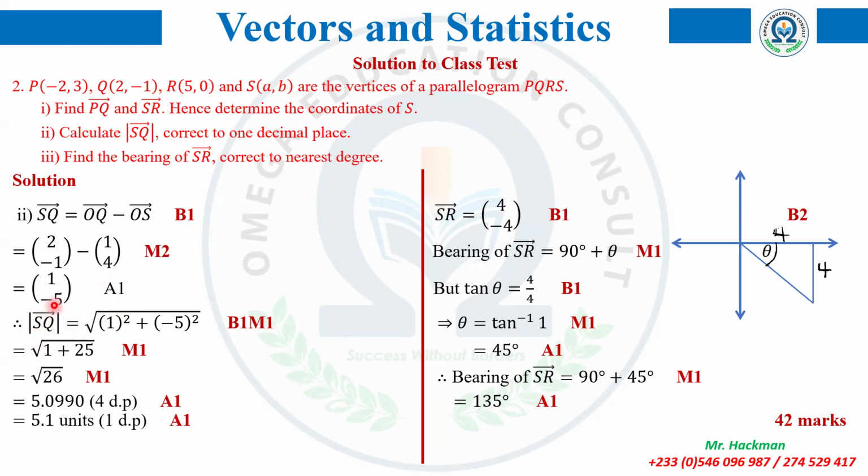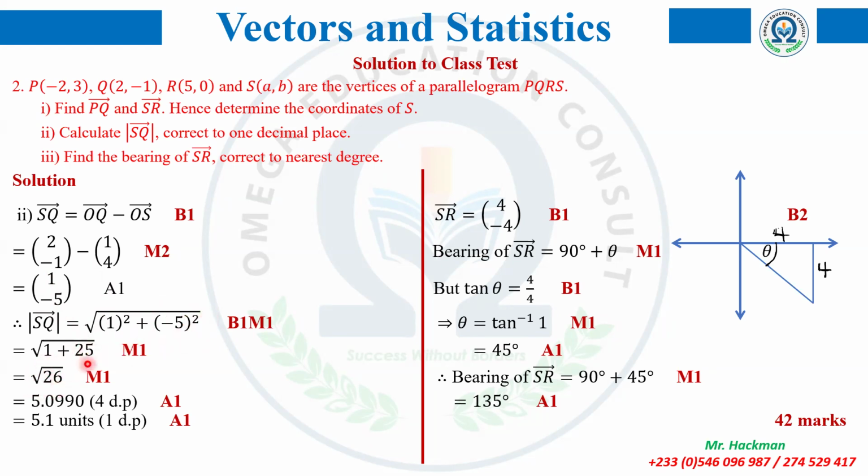At this point, now that you know the vector, you can go and find its magnitude. Therefore, the magnitude of the vector SQ will be equal to the root of the X component squared plus the Y component squared. Like I've advised, anytime you are substituting, put it in brackets. That will give you 1 squared is 1, plus (-5) squared will give you 25. Without the bracket here, it will be a mark lost. Take note.